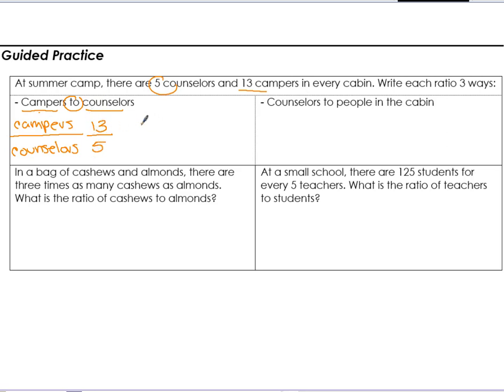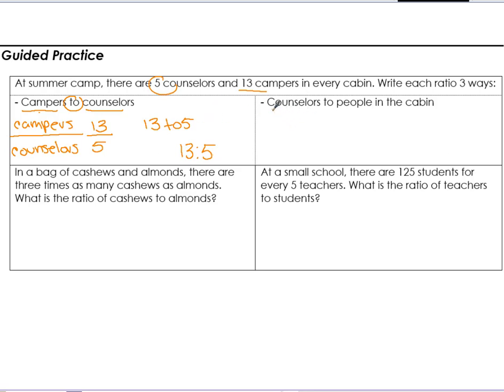Now I can also write it using the words. So campers to counselors. So I have 13 campers to 5 counselors. Or I can write it with the colon. 13 to 5. Okay, that one's pretty easy.